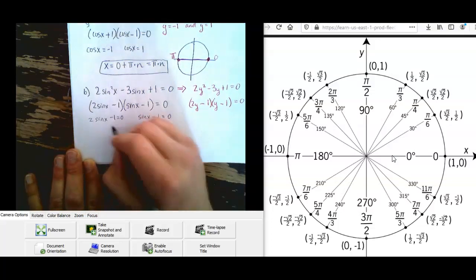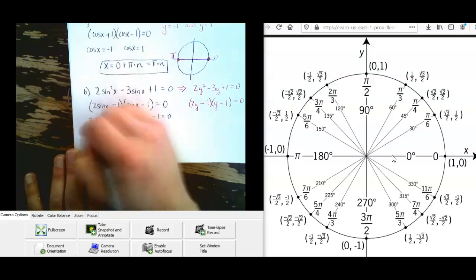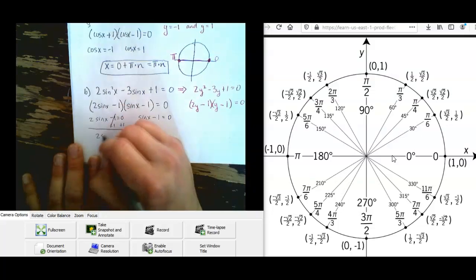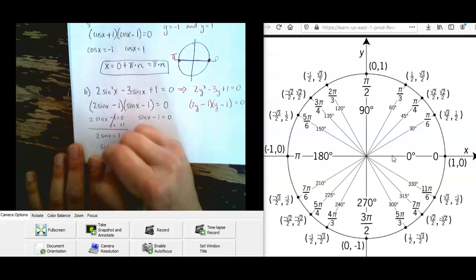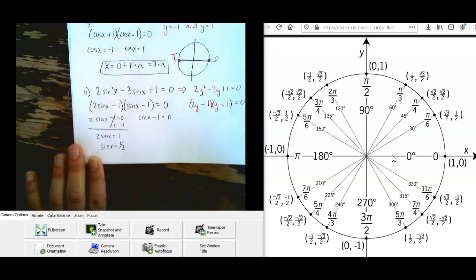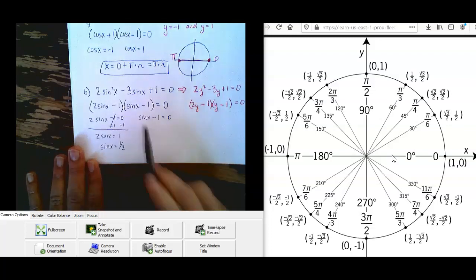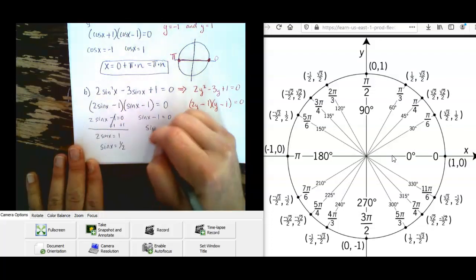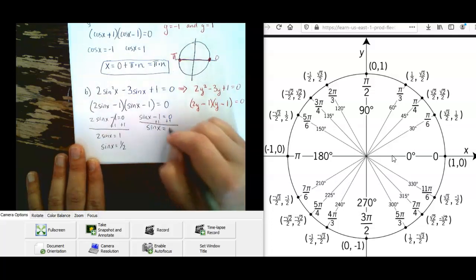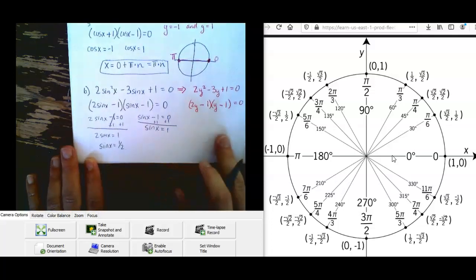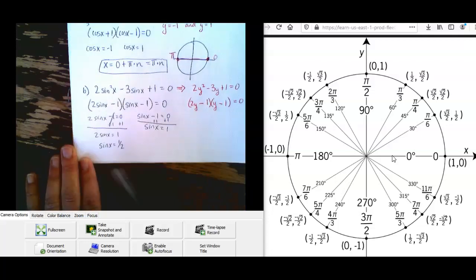So here we'll add 1 to both sides. 2 sine x equals 1. Divide by 2. Sine x equals 1/2. Here we just have to add 1, so sine x equals 1. So we need to figure out the angles in the unit circle for which these two things are true, right?